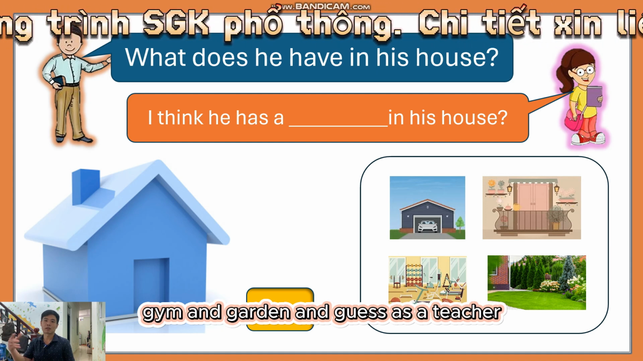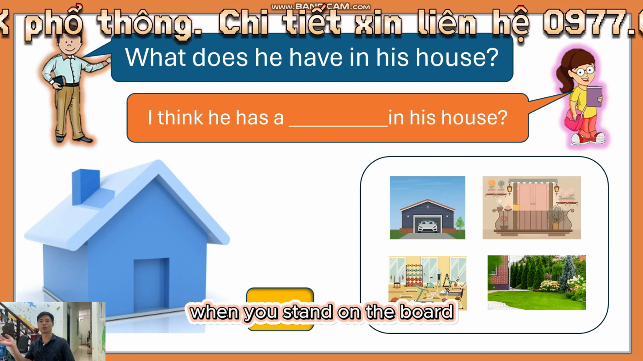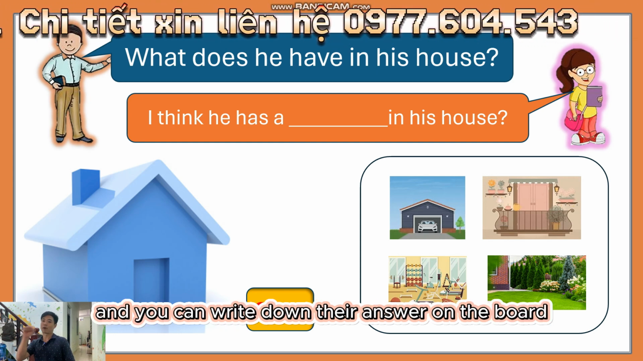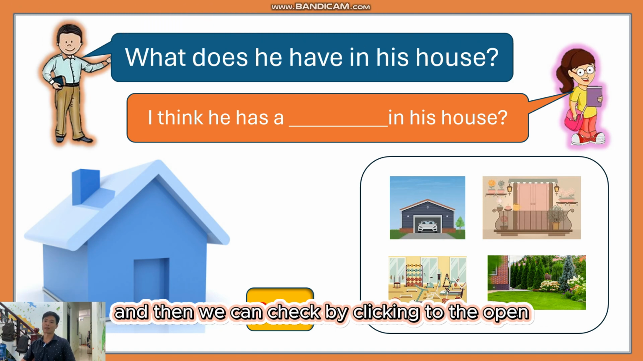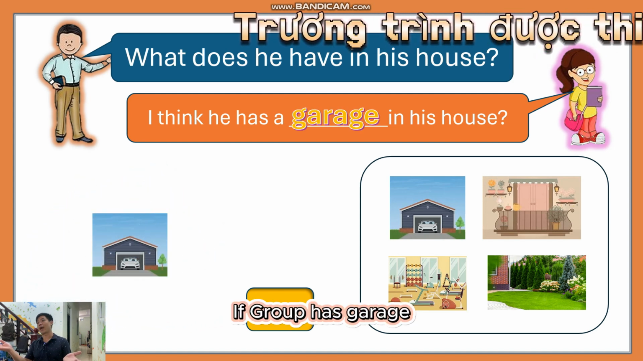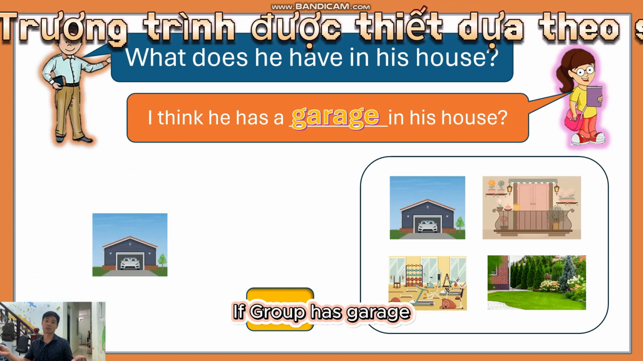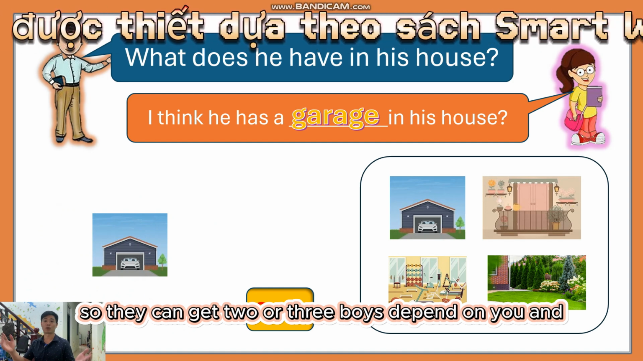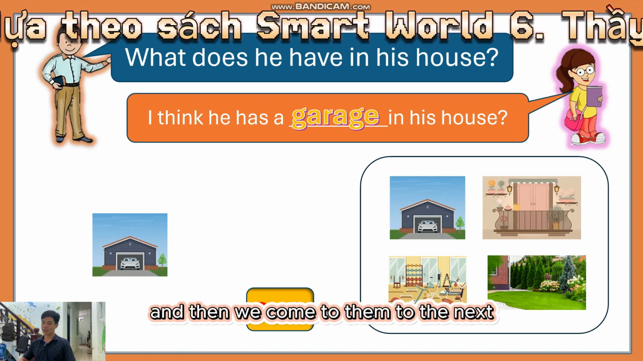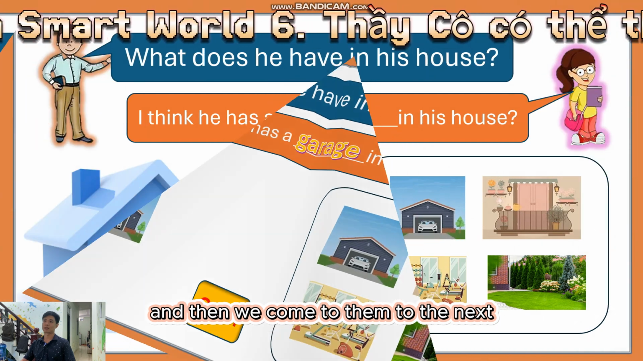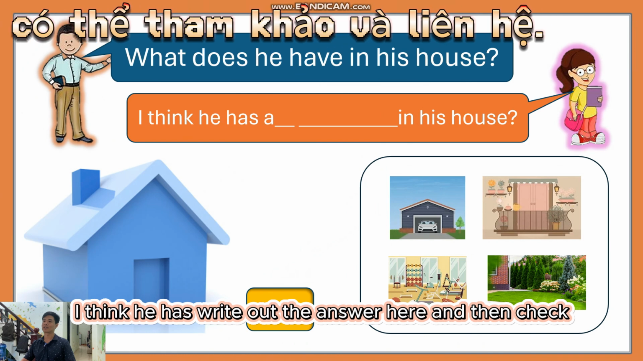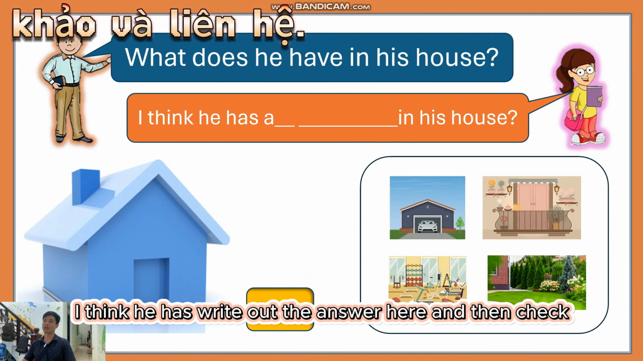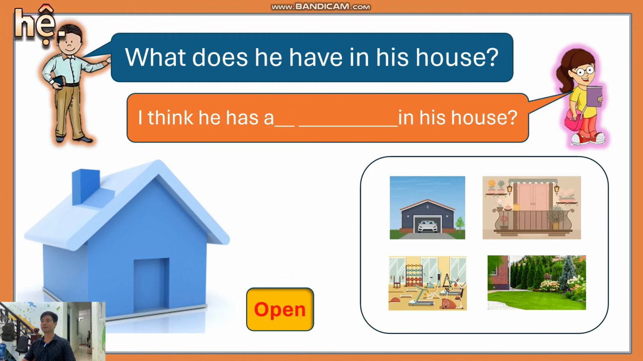As a teacher, when you stand at the board, you can write down the answer on the board, and then we can check by clicking to open. So each group that has garage can get 2 or 3 points, depending on you. And then we come to the next one. What does he have in his house? I think he has. Write out the answer here, and then check.